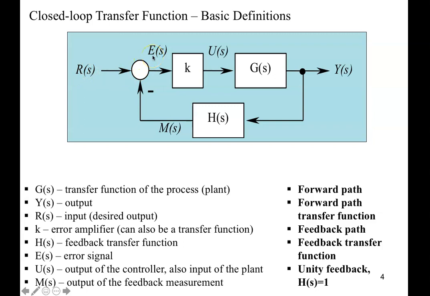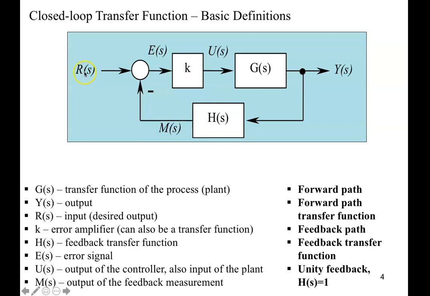Now, for any forward path, we have a forward path transfer function. That is where you multiply every block in the forward path. So between R and Y(s), if you look at that forward path, it goes through K, goes through G, so the forward path transfer function is K times G.